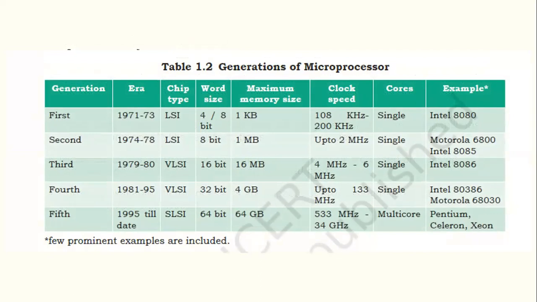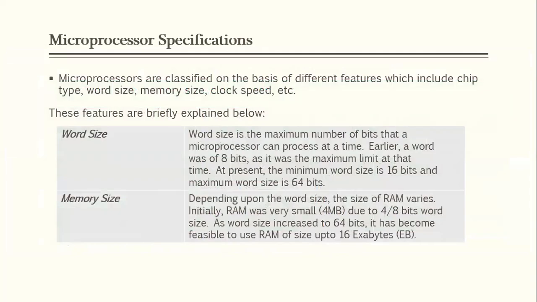These are different processors over the years from 1971 till date. Again, you can see the difference in the generations here. Microprocessors are classified on the basis of different features, which include chip type, word size, memory size, clock speed.